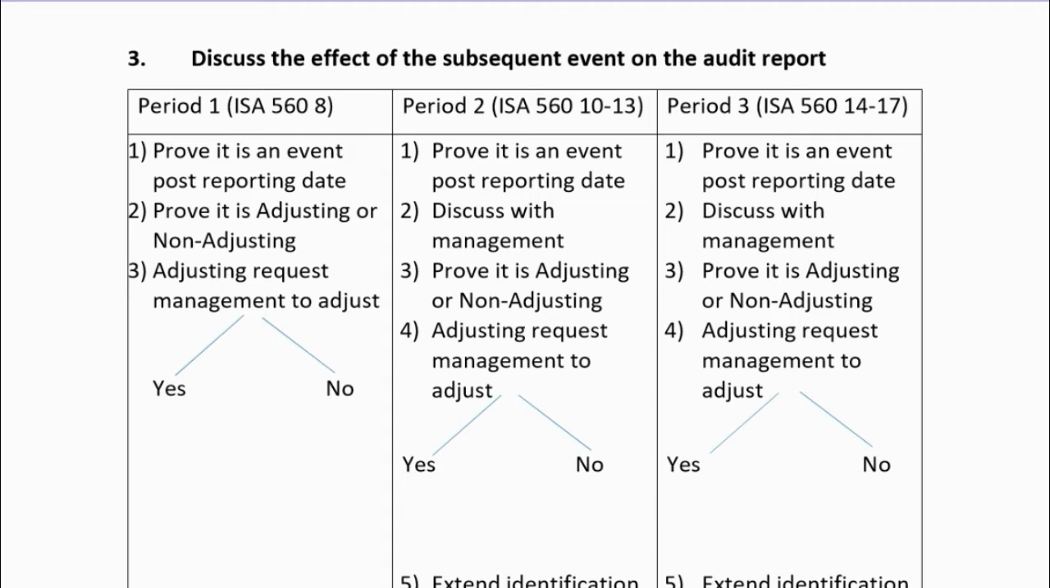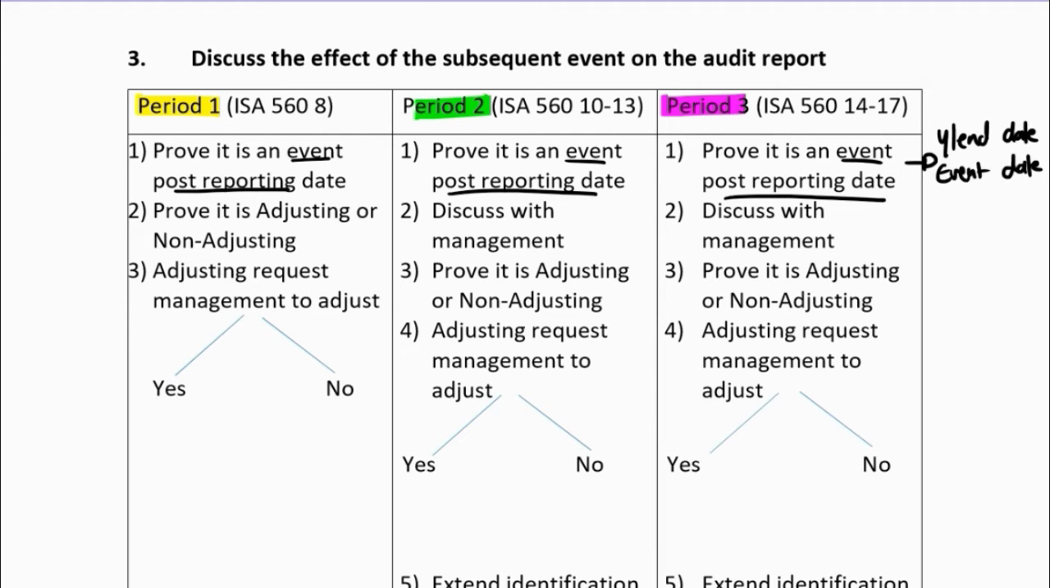So first of all, I've split it again into the periods. Period 1, period 2, period 3. So these are all based on that subsequent event timeline. So there is a subsequent event. What do I first need to do? First prove that there is this post-reporting date event. Once again, I'm doing that for all of these. And so how do I do that? I need to look at the year-end date and look at the event date and show that the event date is after the year end.